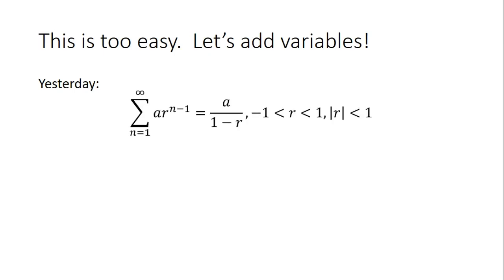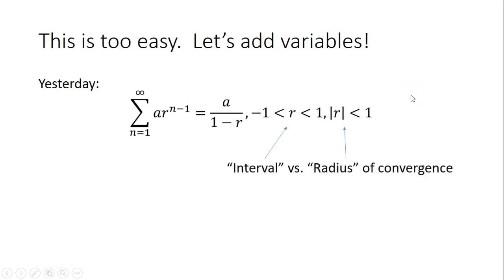So yesterday, this was kind of the summary of what we talked about, geometric series, right? If you have a geometric series, a times r to the n minus 1 from 1 to infinity, so that'd be a plus ar squared, ar cubed, that is equal to a over 1 minus r as long as your r value is between negative 1 and 1, or in other words, the absolute value of r is less than 1. Those are the interval and radius of convergence. Remember, that's called the radius of convergence.